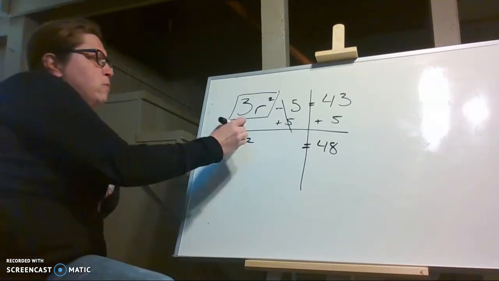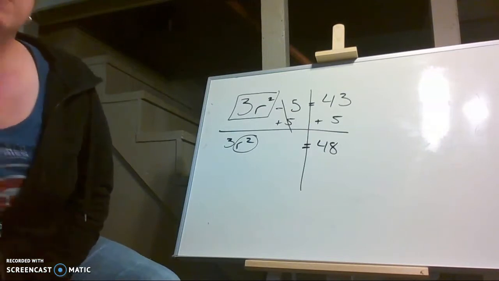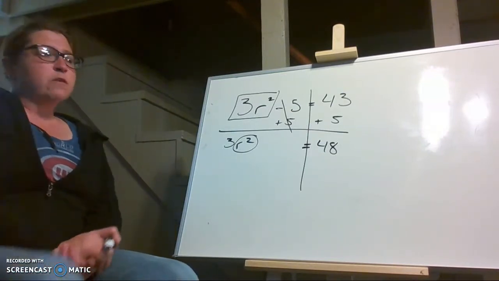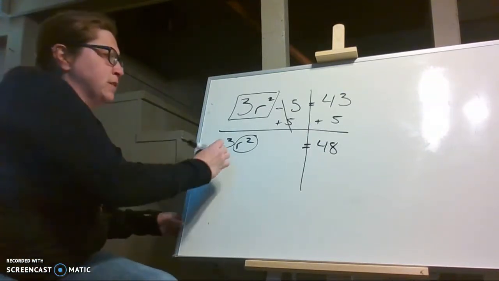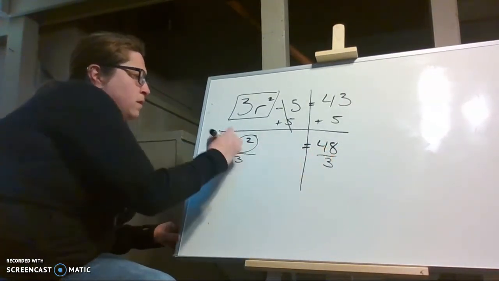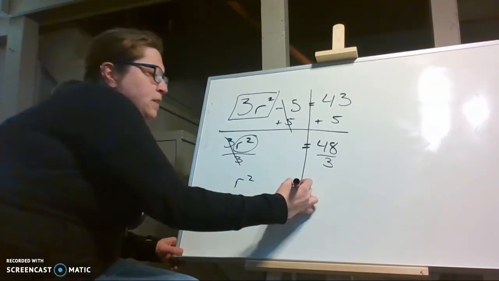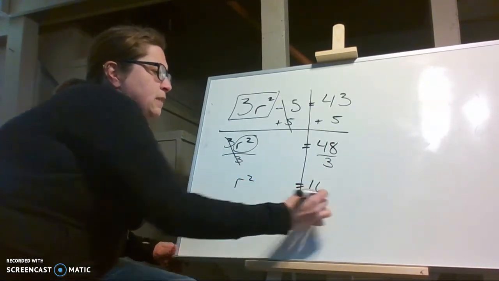And just like normal, I want to separate this 3 and the r squared. And remember, right now it's saying 3 times r squared. So remember my inverse is I'm going to divide. So I'm going to divide both sides by 3. So I'm going to get r squared over here. And then this is going to give me 16.